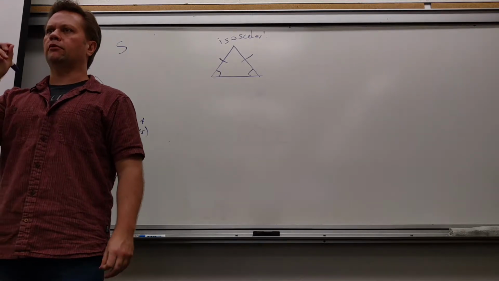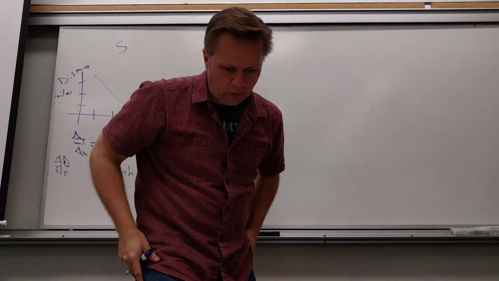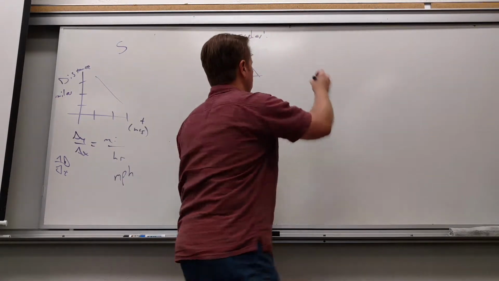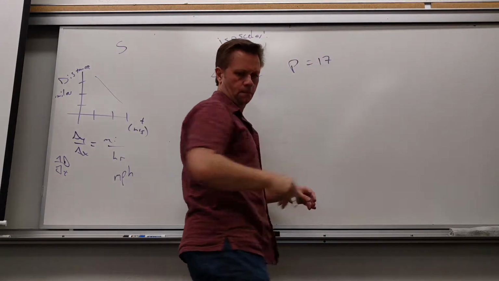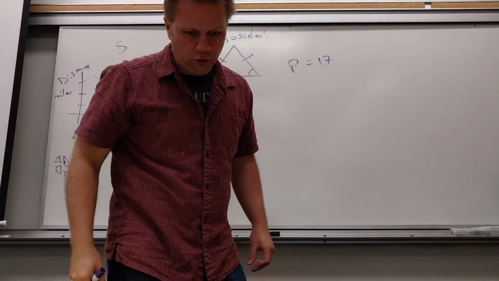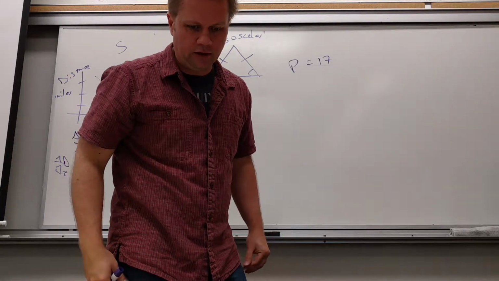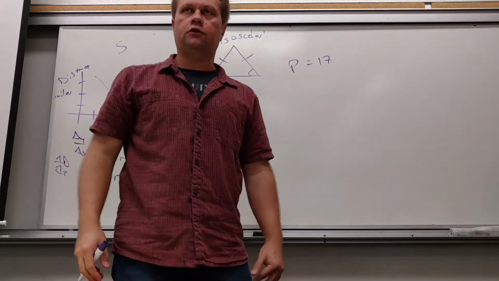So this is all about the perimeter being something. It says the perimeter is 17 inches. Its two shorter sides are equal in length. The longest side is 2 inches more than either of the shorter sides.